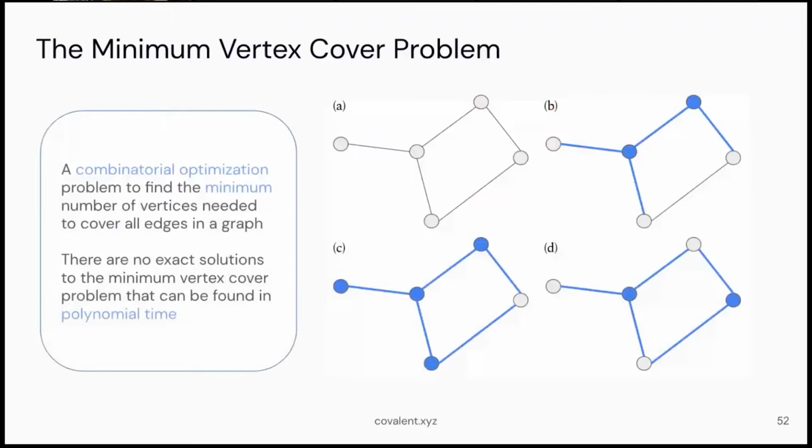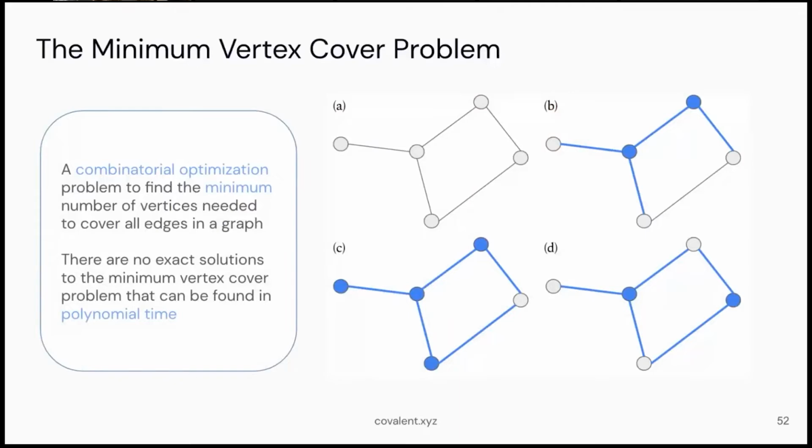Okay. So we'll use that to solve the minimum vertex cover problem, or get an approximate solution to the minimum vertex cover problem. So that is a combinatorial optimization problem to find the minimum number of vertices needed to cover all edges in a graph. And when I first read about this problem, I was extremely confused. So we're going to go over the picture just so we can see what exactly that means.